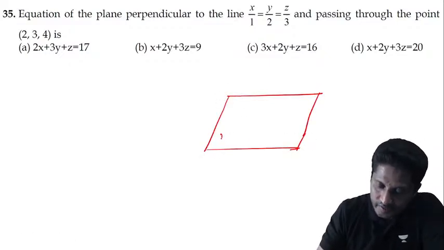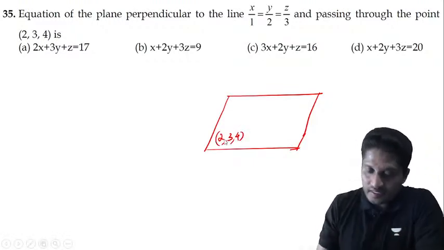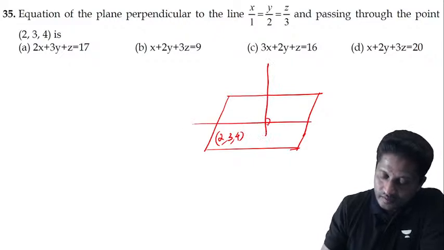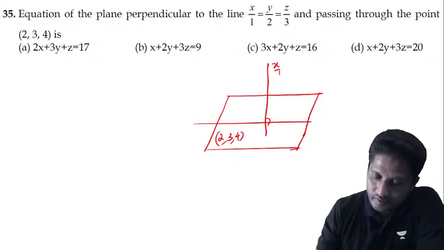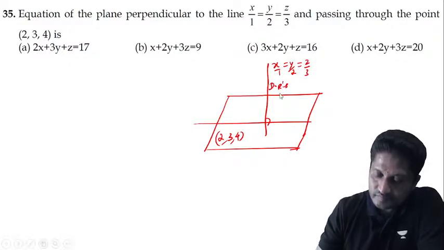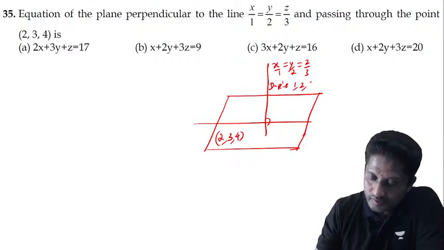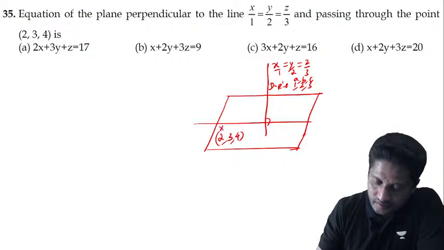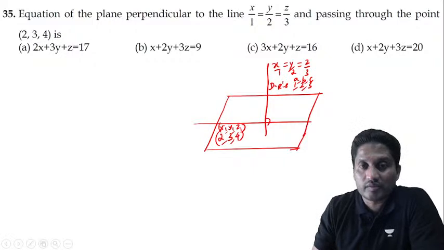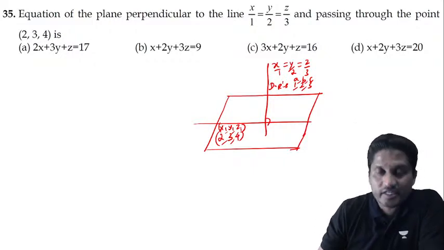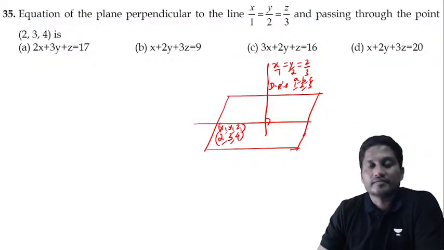Equation of the plane passing through the point 2, 3, 4 and perpendicular to the line x by 1 is equal to y by 2 is equal to z by 3. Obviously, DRs of this line will be equal to 1, 2, 3. This fellow is a, b, c. This is x1, y1 and z1. So I'm supposed to find the equation of a plane passing through the point 2, 3, 4 and having direction ratios a, b, c, that is 1, 2, 3.